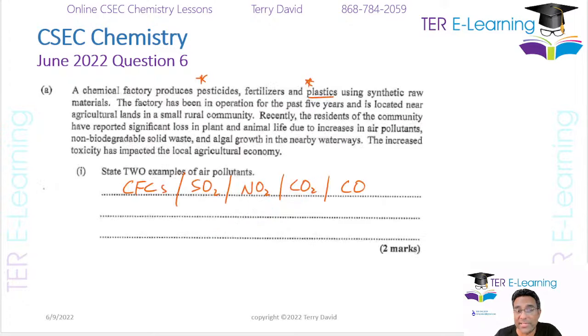Now, if you go back to the question, your answer has to be related to what's here. So you're producing pesticides, fertilizers, and plastics, using synthetic raw materials. They make sure to use the word synthetic here to kind of guide you. If you read the question carefully, you realize the residents of the community are reporting significant loss in plant and animal life due to air pollutants, non-biodegradable solid waste, and algal growth in nearby waterways. So we have an idea as to what happened there.